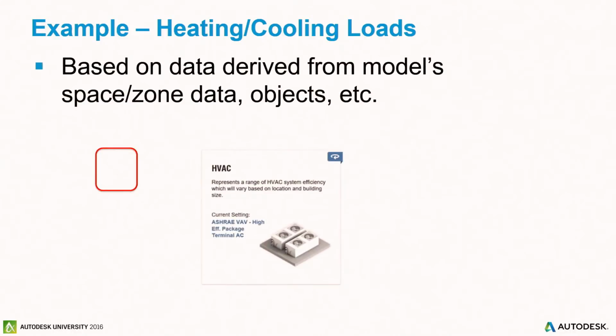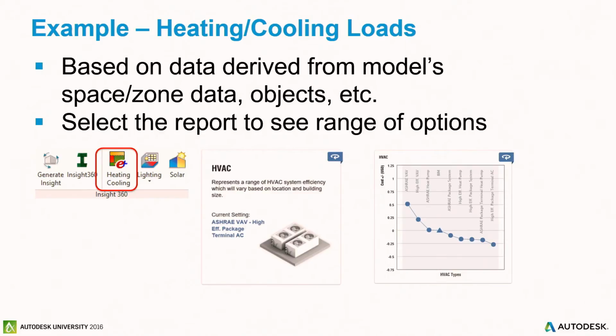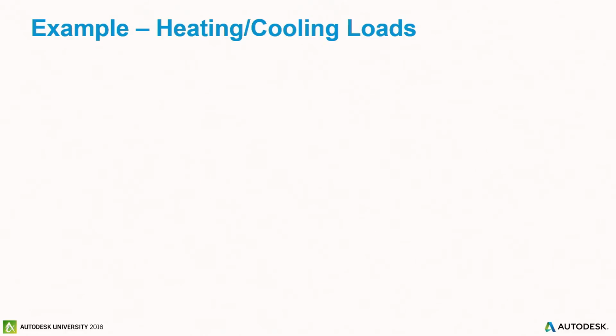Okay. So when we move past this, we look at heat and cooling loads. Oh, I've screwed up my graphics. I'm sorry. Got a little box out there. The heating and cooling loads is a tool that's now built into Insight 360, and it's based on Energy Plus. And what it does is it takes data that's derived from the model space and zone data, objects, and anything else that's included in there, and it generates the report and gives you those options. So now it's not just some random tool. It's actually using Energy Plus to make this calculation. And again, once I get into the HVAC types here, I can start to adjust what systems I might want to use and get a better result.